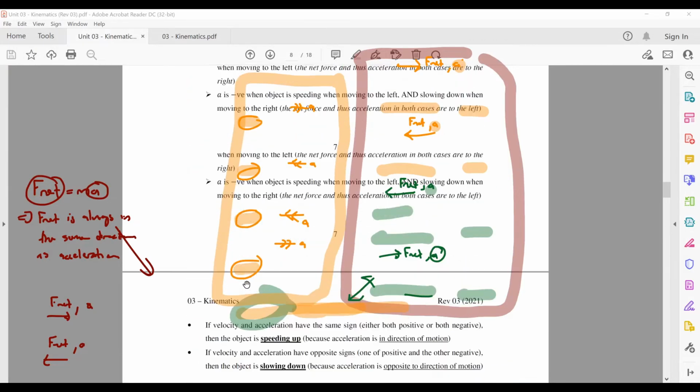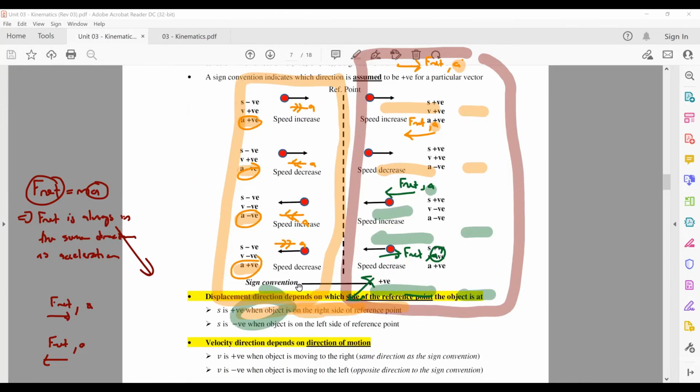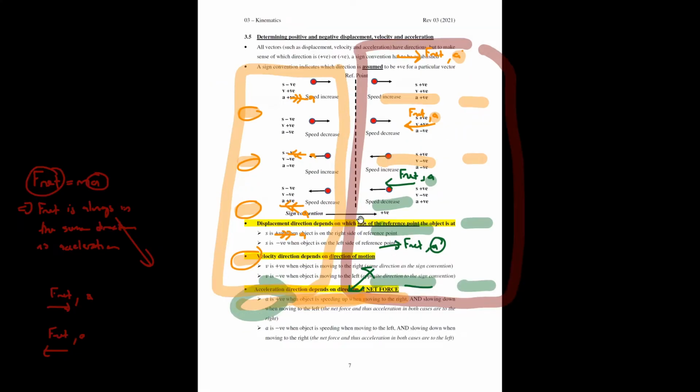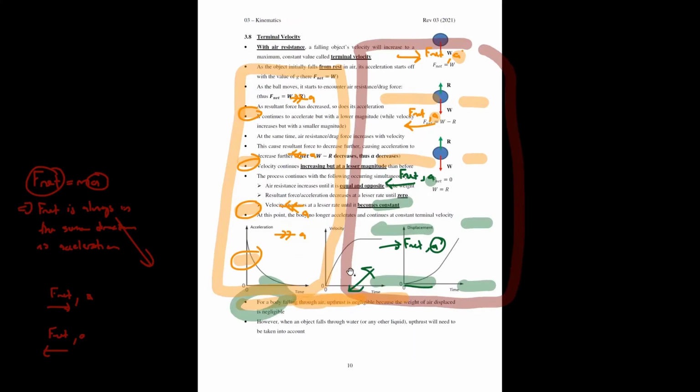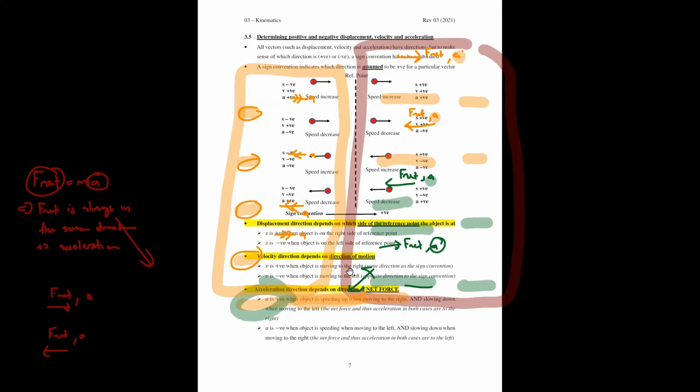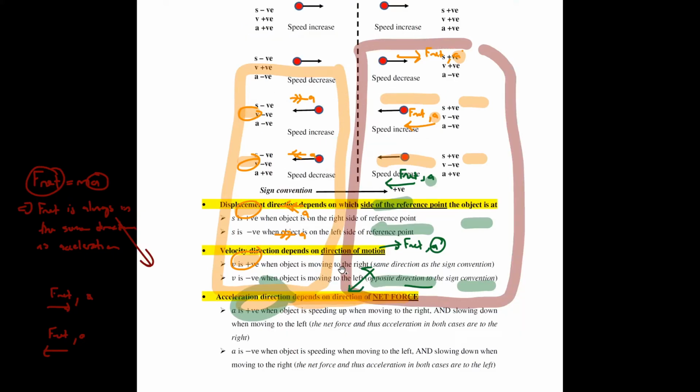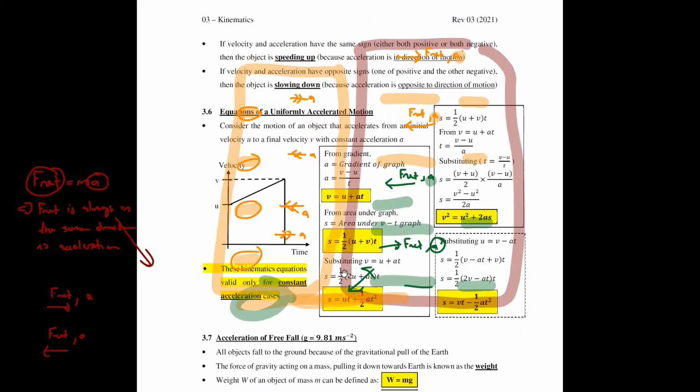Now, just because an acceleration is negative, it doesn't mean that an object will be slowing down. Previously, you might have learned, or you may have thought, that if you get negative acceleration, that means the object is slowing down. But that is not really the case here. You could have cases where you have negative acceleration, but the object is actually speeding up.